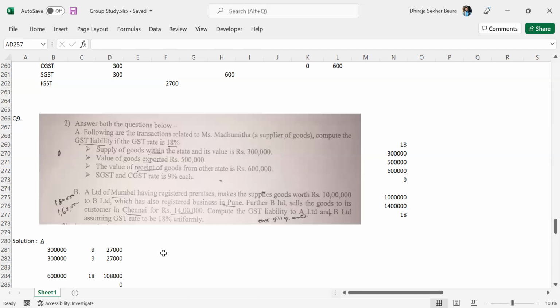Now here comes the trick. What do you think will be the liability? Final liability. Can somebody tell what is the final liability? You have the output liability, you have the credit amount. What will be the final liability? Anyone, please?